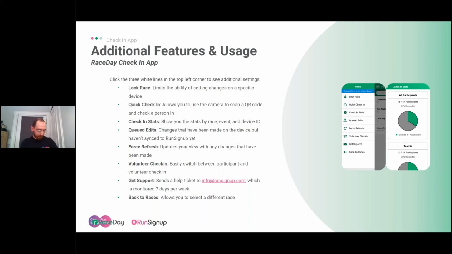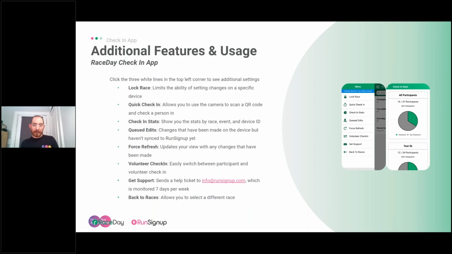Before we go into open questions and discussion, here are a few more features and usage tips. You can use this on the menu in the top left. The lock race functionality limits the ability of changing settings for a specific device. So if you are deploying a bunch of different devices for your volunteers and you don't want them to fool around with the presets or configurations or any of the settings like that, you can lock the devices, put in a pin that only you know, and then they won't be able to access or mess anything up. That's really nice if you are concerned about volunteers changing something so they could get more data access or something like that.